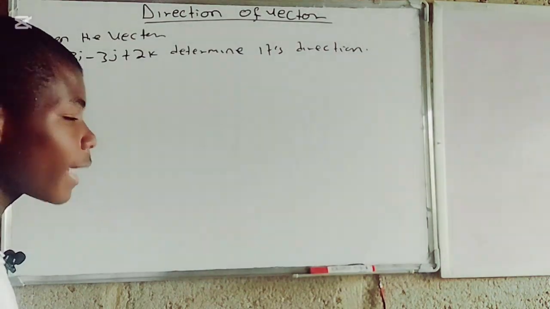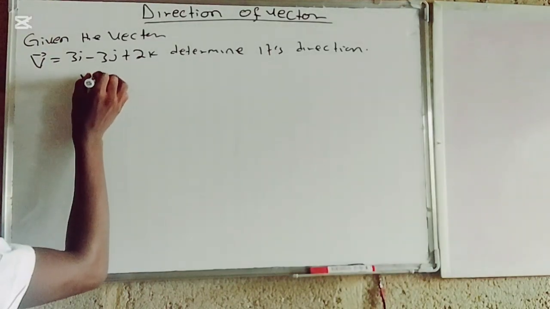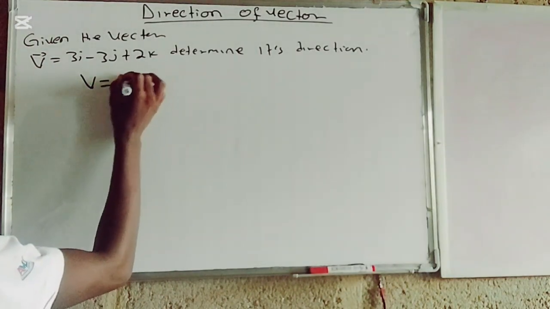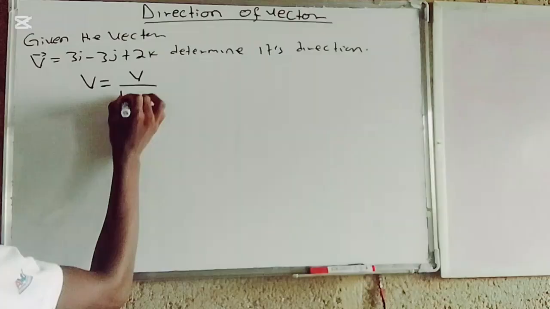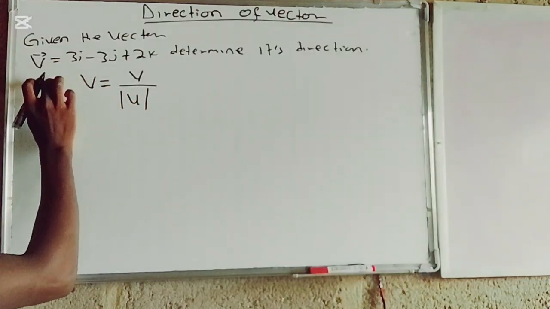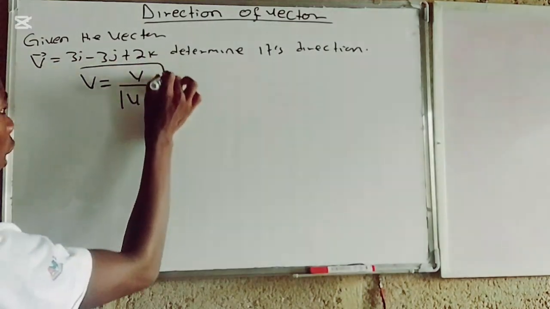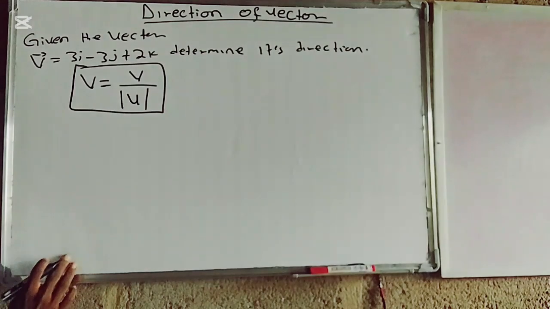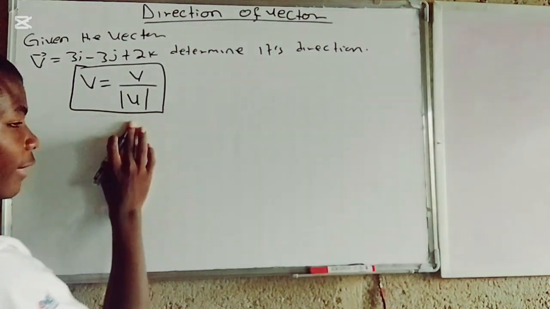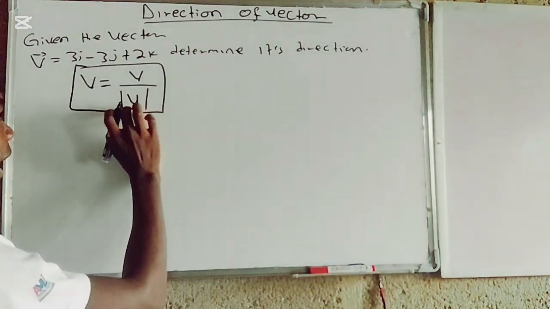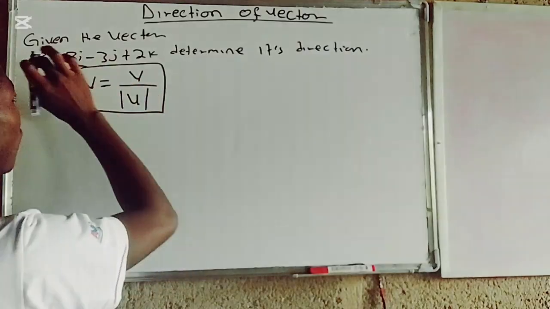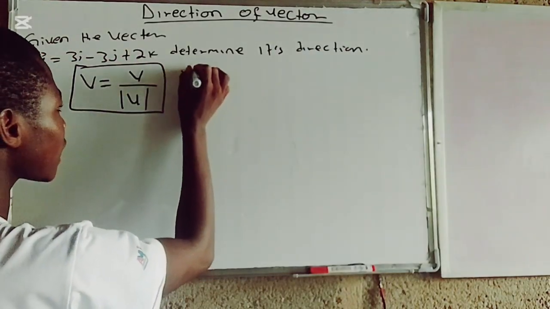If you are asked to find the direction of a vector, it is the same thing as the vector v divided by the magnitude of the vector that you are given. So this is the formula that you are going to use to find the direction of the vector. We have to first find the magnitude, or length, of this vector.